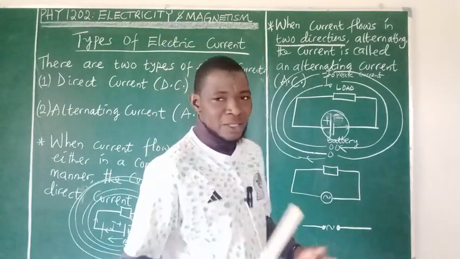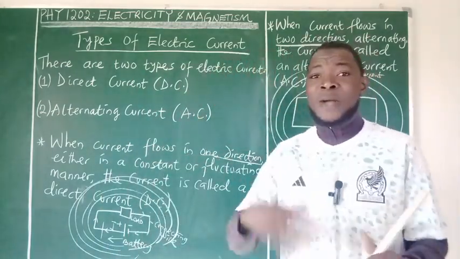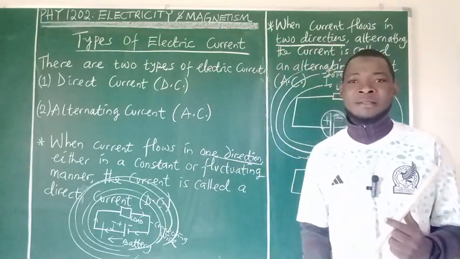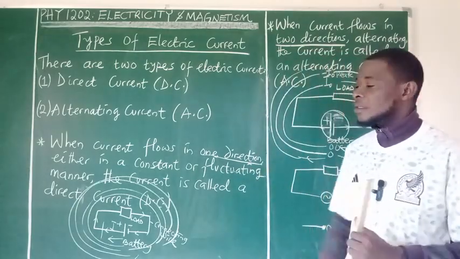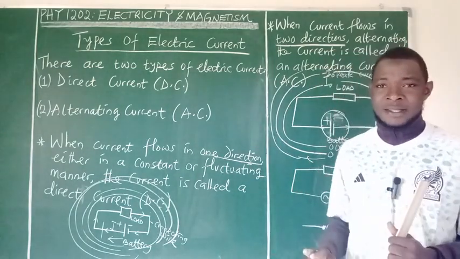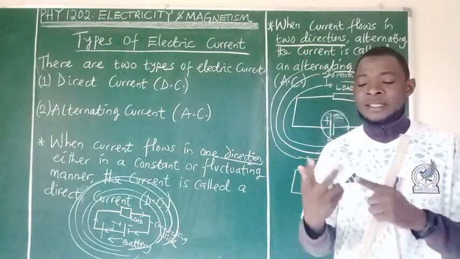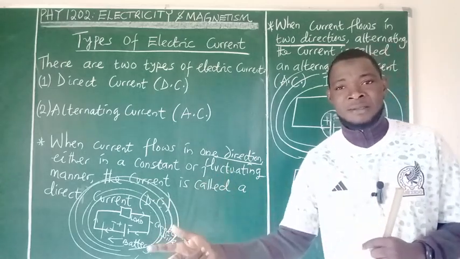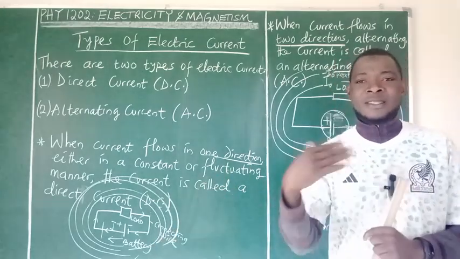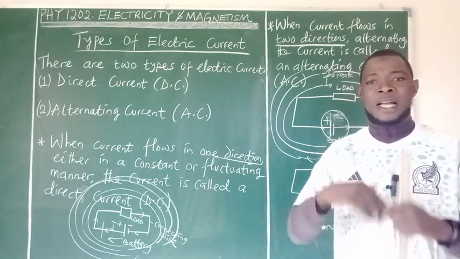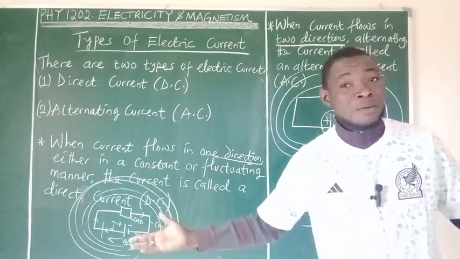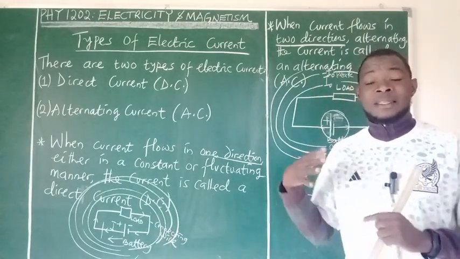Okay, to sum it up, let us give a quick summary. We have two types of current. Okay, types of electric current: DC and AC. If you take DC, DC flows in one direction only, whether it is constant or fluctuating, and we obtain DC from batteries. Okay, then we have AC.